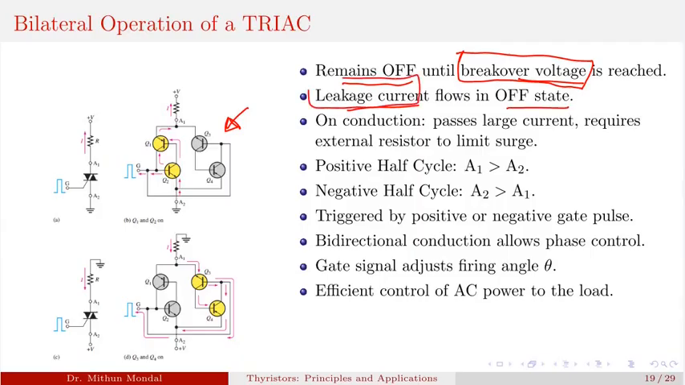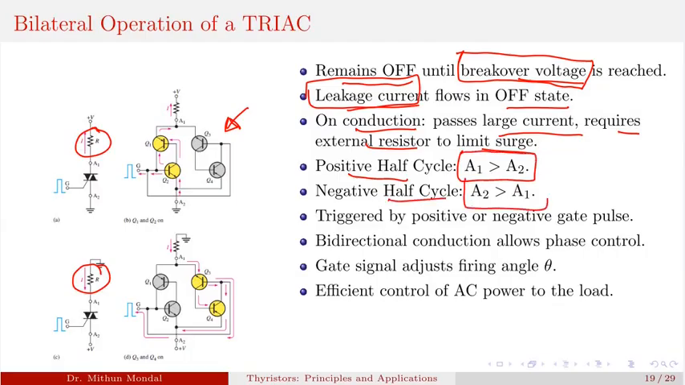Always the leakage current will be there when the thyristor is off. And in conduction, it will pass a large current and require an external resistor to limit the surge. So here we are controlling this large current with the help of the external resistor. And in the positive half cycle, terminal A1 is greater than terminal A2, and in the negative half cycle, terminal 2 is greater than terminal 1. So you will be having the operation as bidirectional.